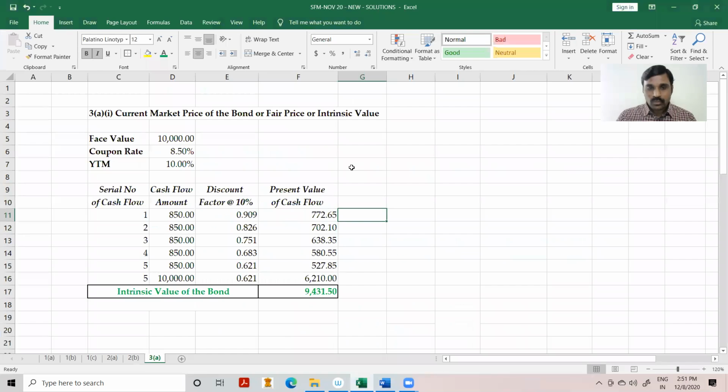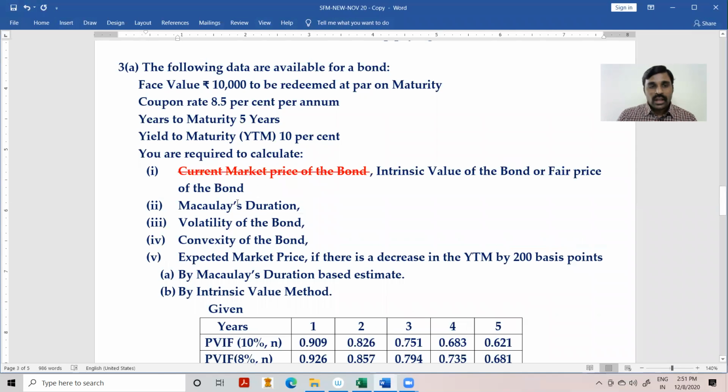Next point, after calculating this present value, is Macaulay duration. This Macaulay duration indicates the riskiness of the bond. If you read both together, Macaulay duration and volatility of the bond together indicate the riskiness of the bond.